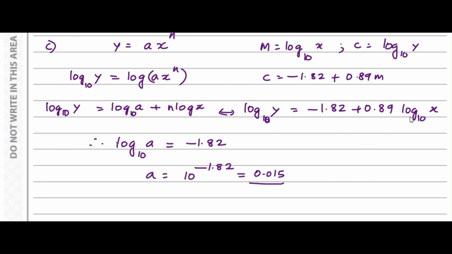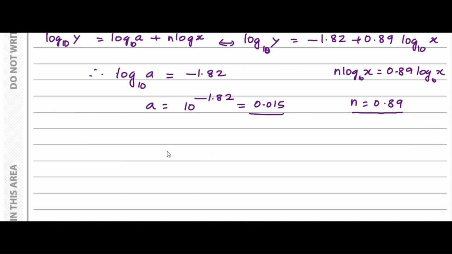n log x is equal to this. So n log x is equal to 0.89 log x, also to the base 10. Therefore, n should be equal to 0.89. So we got both n and a values. The question wants us to write this in the form y equals a x to the power of n. So we can write y equals 0.015 x to the power of 0.89.